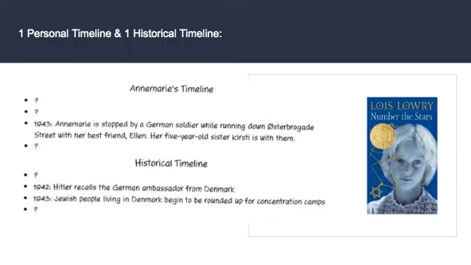So let's think about Anne Marie's timeline. And here I just have this one event from chapter 1, 1943, when she's running down the street with her friend and her little sister. And then here I have a historical timeline. And the two events that I have so far are 1942, Hitler recalls the German ambassador from Denmark. In 1943, the Jewish people living in Denmark begin to be rounded up for concentration camps.